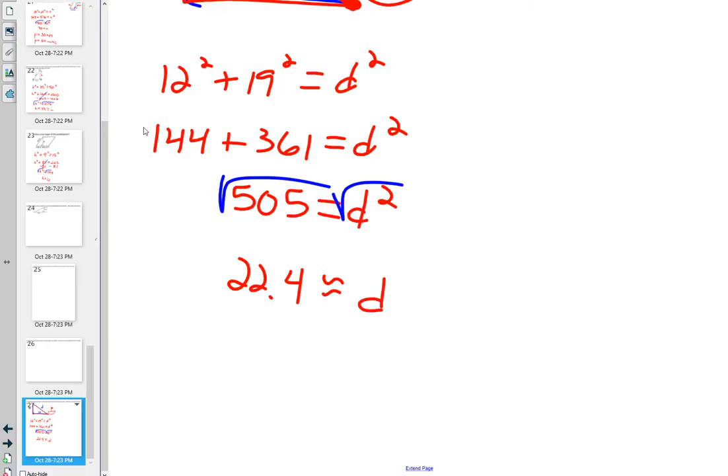Does anybody now feel comfortable with the Pythagorean Theorem? You don't feel comfortable with it, Hattie? Jake. State Farm.